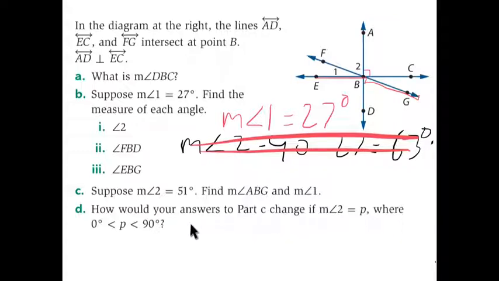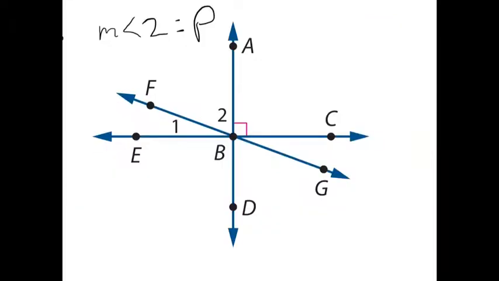Part D is the one that is really interesting, because now we're going from inductive reasoning to deductive reasoning, and the sign of that is that we are using a variable. So they give us in the problem that the measure of angle 2 is represented by the variable p instead of by some number. So because angle DBG is a vertical angle to angle FBA, this angle right here must have a measurement the same as angle 2, because vertical angles are congruent. So this angle right here is also P.